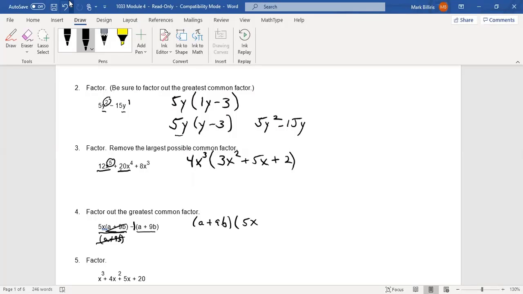In the second, we do the exact same thing. So our greatest common factor is a plus 9b. So when we divide this term by a plus 9b, that would leave us with a minus 1, and that would be your final answer.